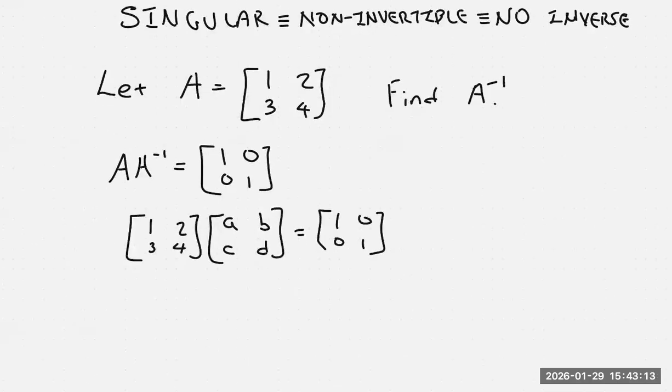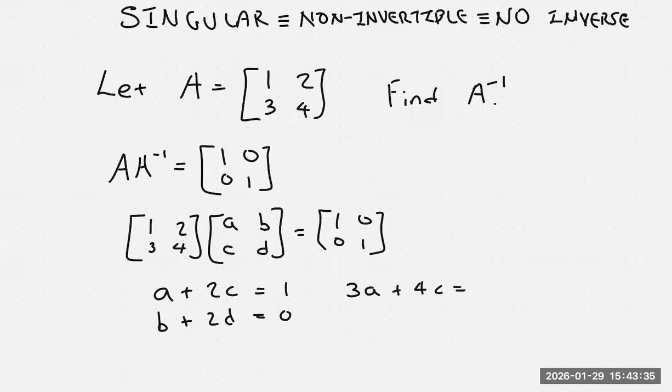We know that 1 times A plus 2 times C, so A plus 2C, must be equal to 1. B plus 2D must be equal to 0. 3A plus 4C must be equal to 0. And 3B plus 4D must be equal to 1. All right, so we have 4 equations.